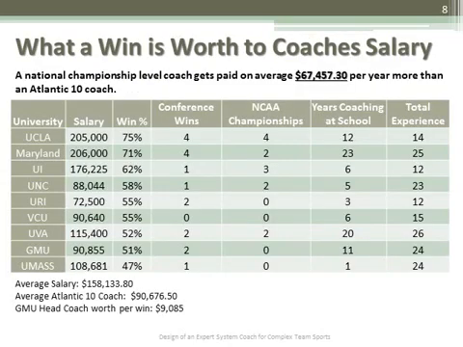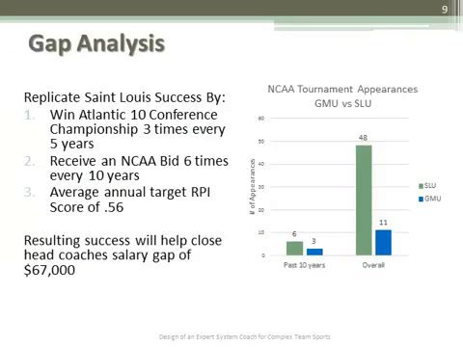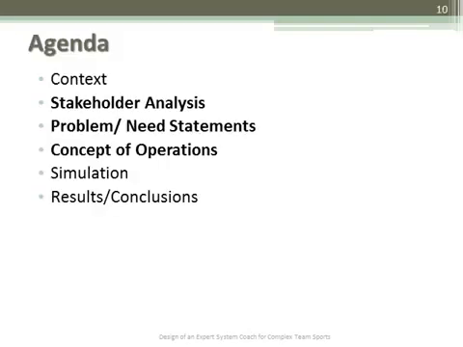Looking at some top programs in the NCAA, their coaches receive on average about $67,500 more per year than an Atlantic 10 coach. St. Louis is historically the most successful Atlantic 10 team. So in order to replicate St. Louis's success, George Mason must win the Atlantic 10 Conference Championship 3 times every 5 years, receive an NCAA bid 6 times every 10 years, and receive an average RPI score of .56. This will result in helping to close the salary gap of the head coach of $67,000.